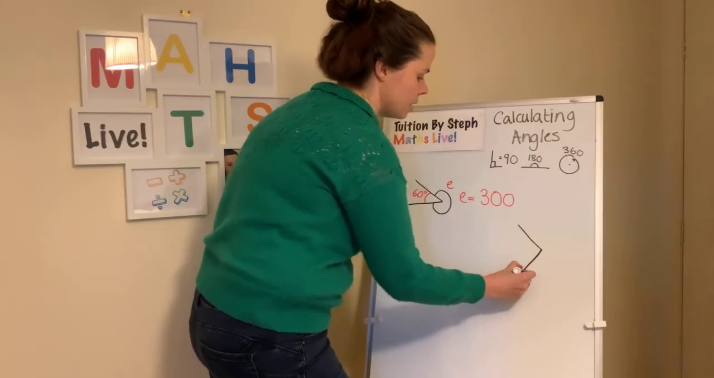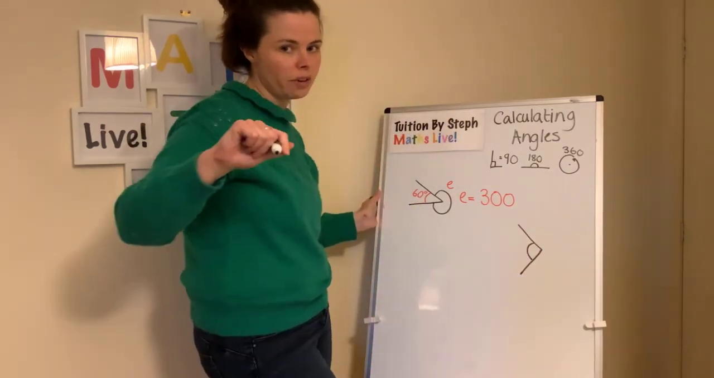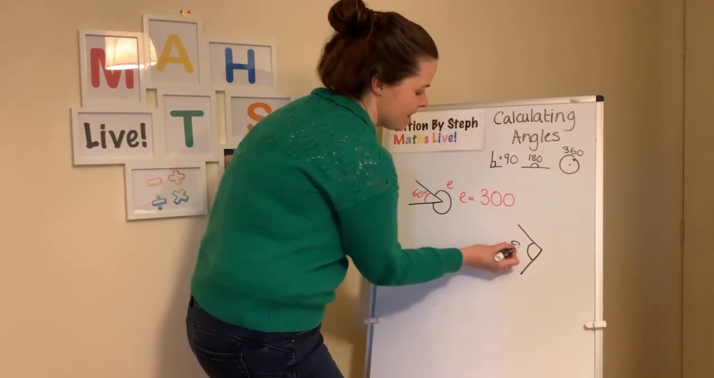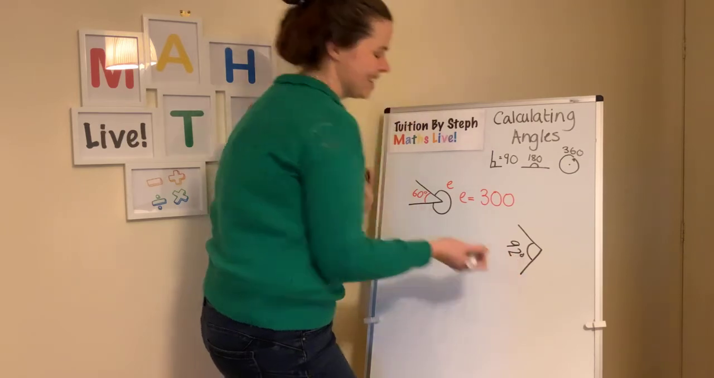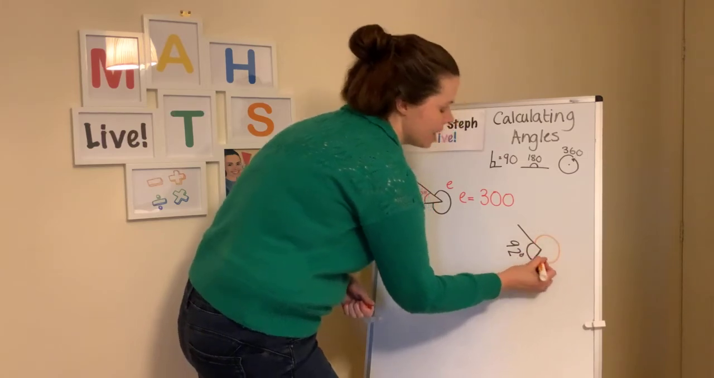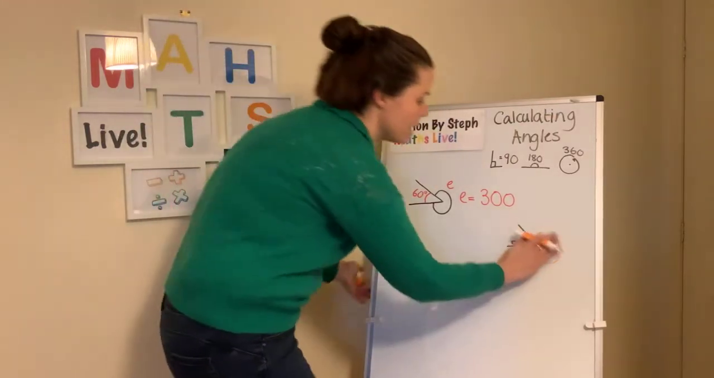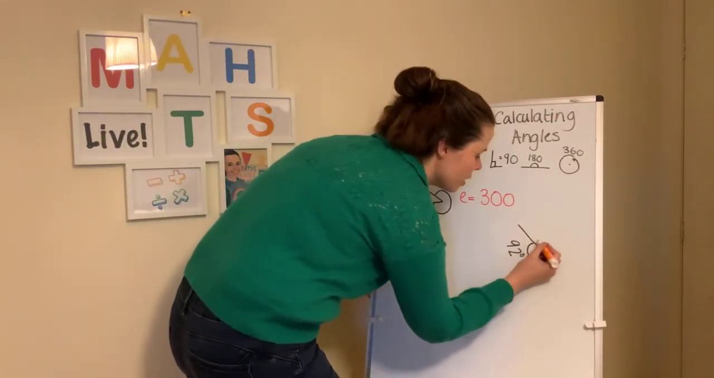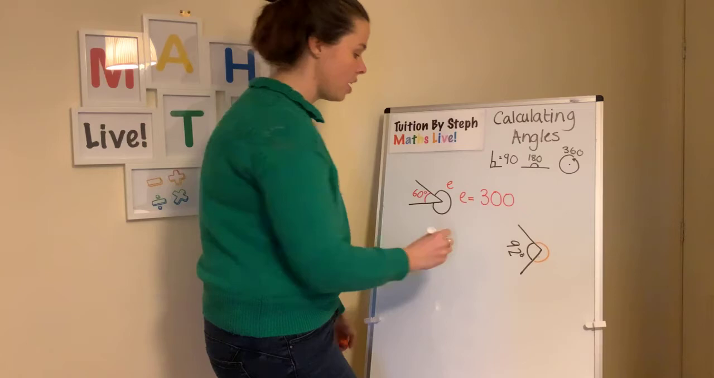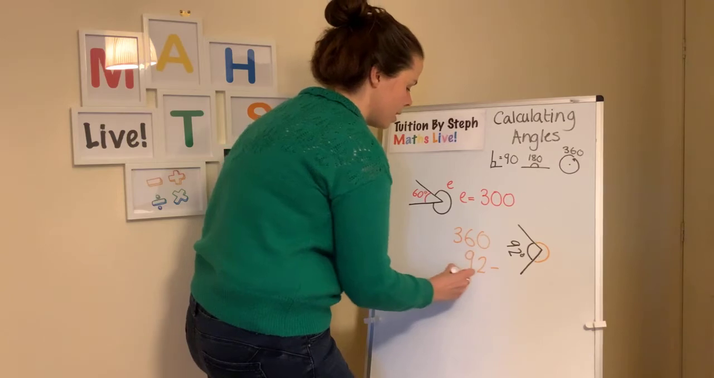This time, I know it looks like a right angle, but I've put a curve, so it's not exactly a right angle. I'm going to say that it is 92 degrees. So therefore, what is the size of this angle? Again, we know that the full turn, the full circle, is 360. So to find the size of the missing angle, we do 360 take away 92.